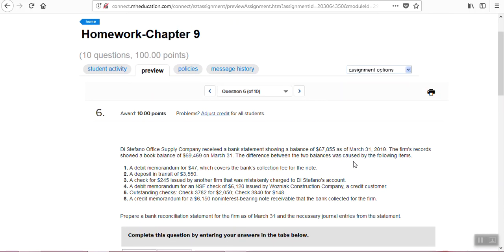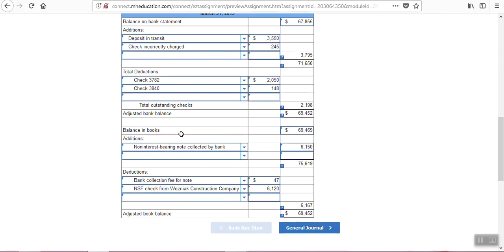And then the last one says a credit memorandum for $6,150 was a note receivable that the bank collected for the firm. So that's another one that we need to record in our books. So there's that note. We're going to add that because the bank collected it for the firm and put it in our account. So if we take the balance in the books, add this note, and then subtract these deductions, we come up with an adjusted book balance. Now, the goal of this reconciliation is to come up with two account balances that match. So we should have an adjusted bank balance that matches the adjusted book balance. If you don't, you've probably got something in the wrong place.